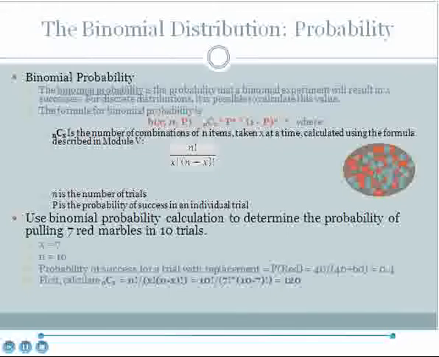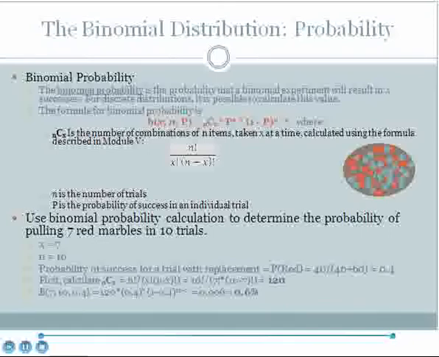First, calculate the number of combinations of n items taken x at a time using the combinations rule. nCx is equal to n factorial divided by the product of x factorial and n minus x factorial, or 10 factorial divided by the product of 7 factorial and 10 minus 7, or 3 factorial. This gives a value of 120. Plug this value into the equation for the binomial probability.